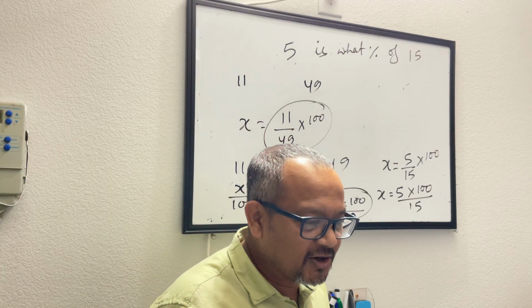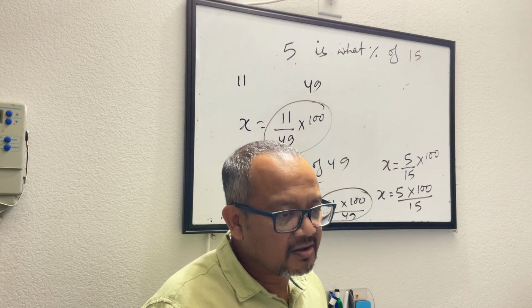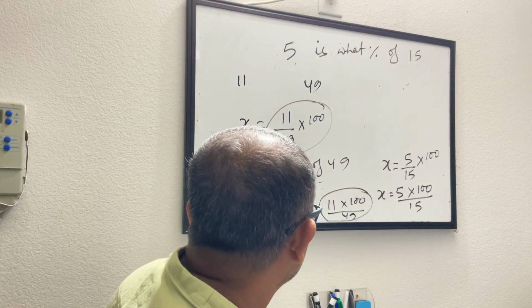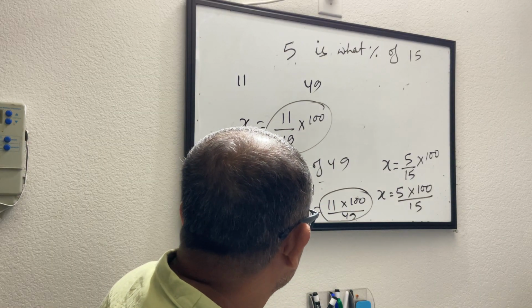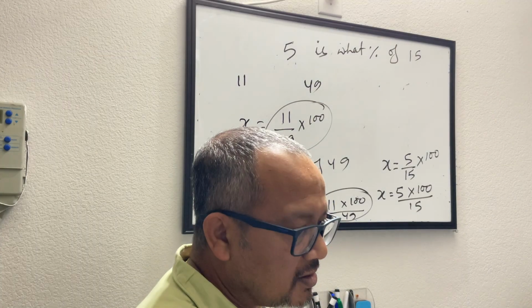But yeah, Anahita, go ahead, beta. Wait, how do you put X percent of 49 is 11? How do you put that to the other problem?